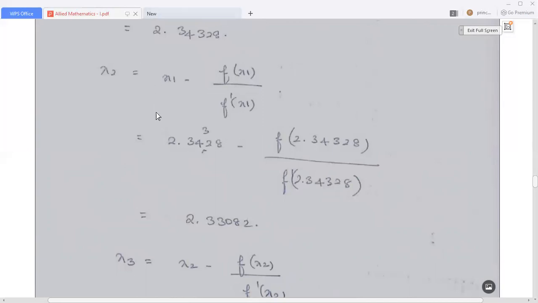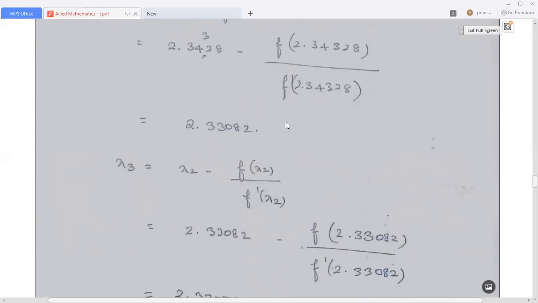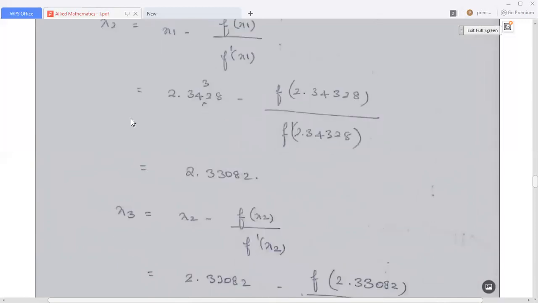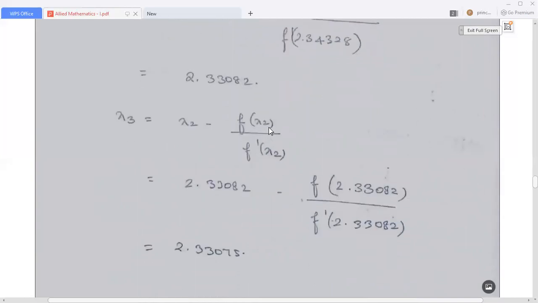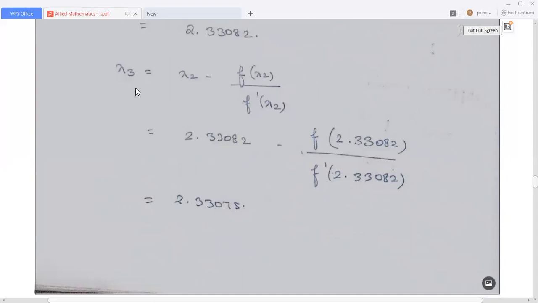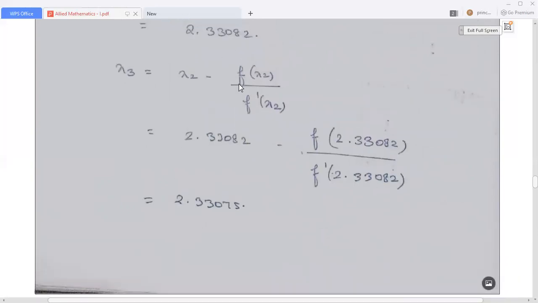Similarly, we calculate the second approximation x2. x2 equal to x1 minus f of x1 by f dash of x1. Now we calculate these values from f of x. Then we can simplify this. Then finally we get the answer x2 equal to 2.33082. So this is the second approximation. Similarly, we calculate the third approximation. x3 equal to x2 minus f of x2 by f dash of x2. Now we can substitute the x2 value, that is 2.33082, for x.